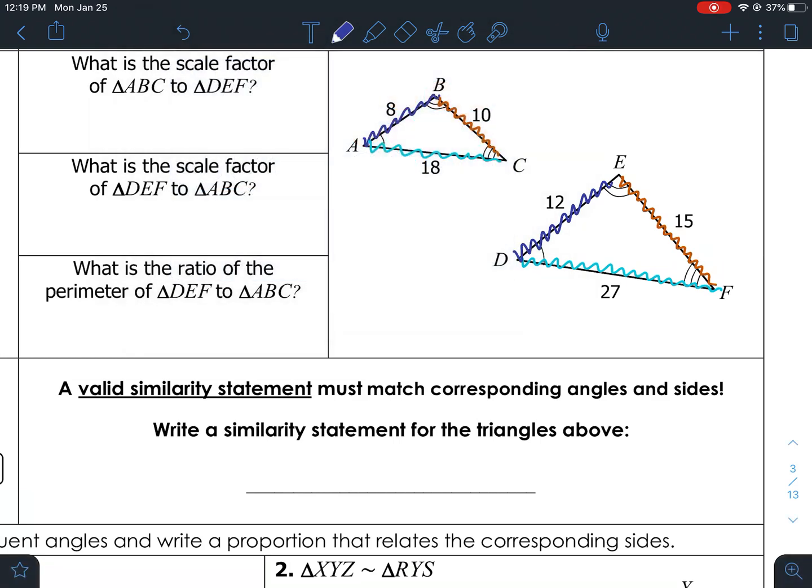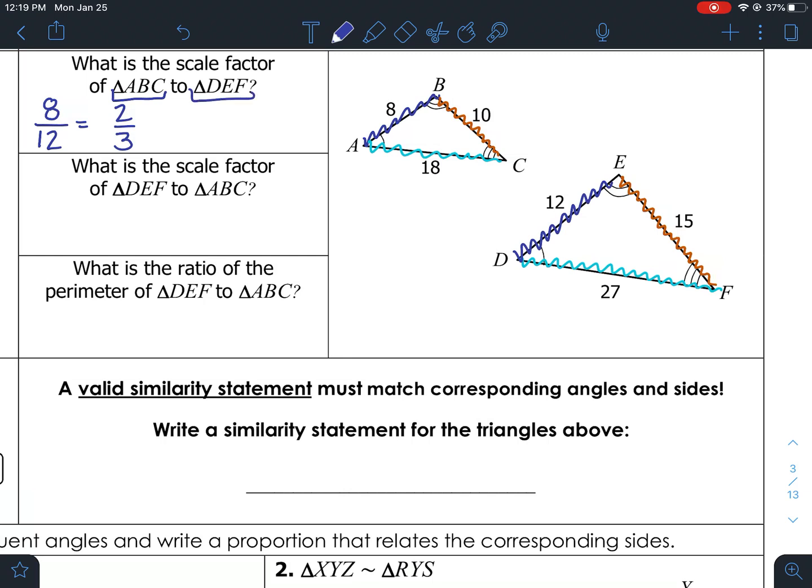All right, now let's get into it. So I want to write the scale factor. To write the scale factor, I'm going to take the proportional sides. So, for example, here I'm going to do my two purple ones. So I'm going to do 8 over 12. And with scale factor, we always want to reduce. So when I reduce that, I'm going to get, let's see, 4 goes into both of those, so 2/3. Okay, so that's ABC to DEF.